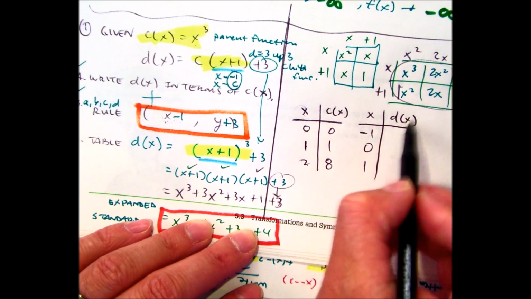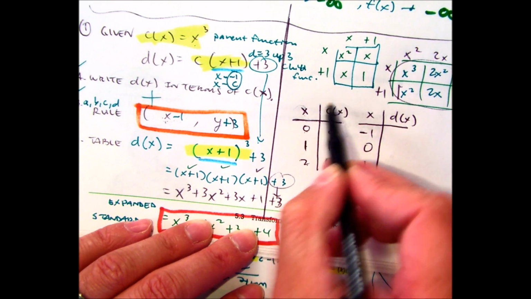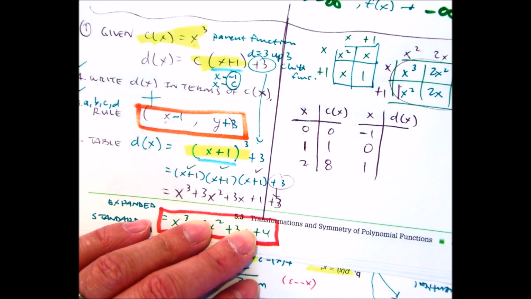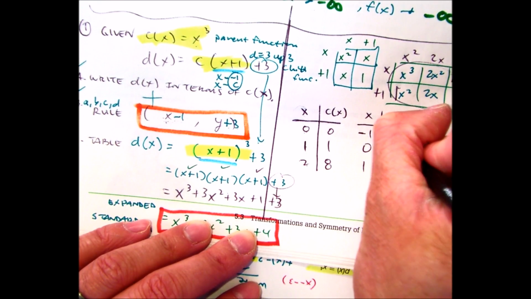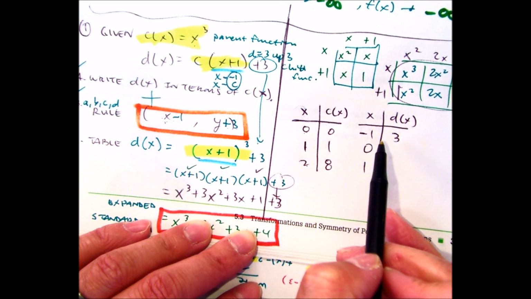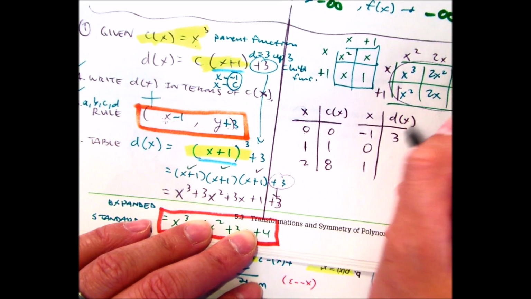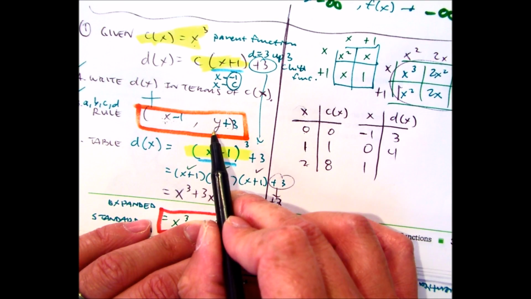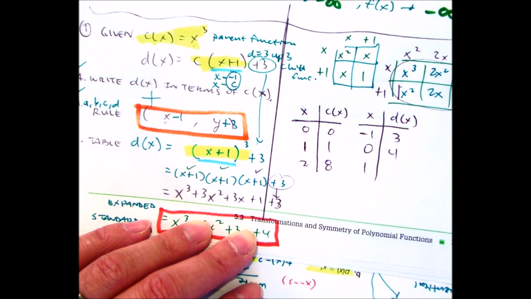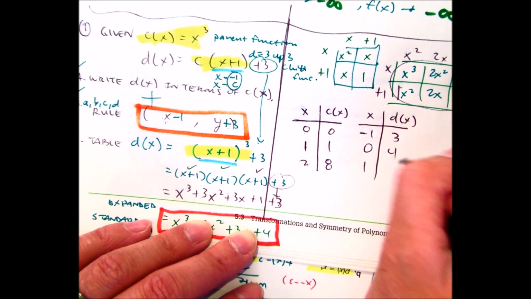Now the d of x is taking this column, and then we're just going to add 3 to it. Class, what's 0 plus 3? 1 plus 3. And 8 plus 3. 11.